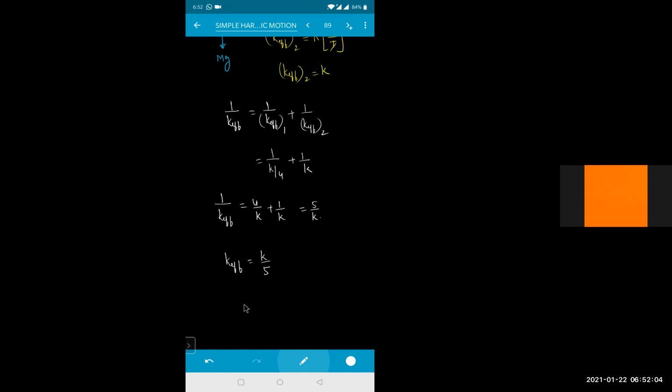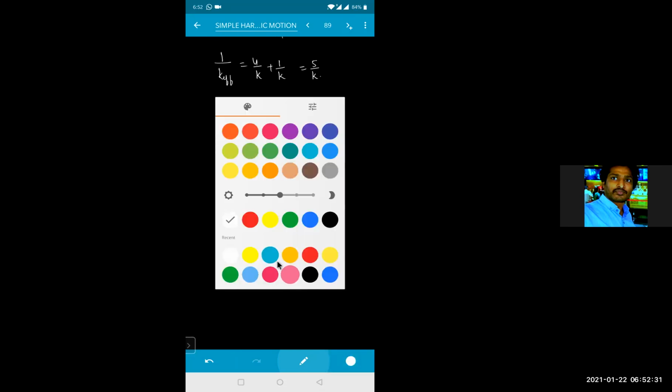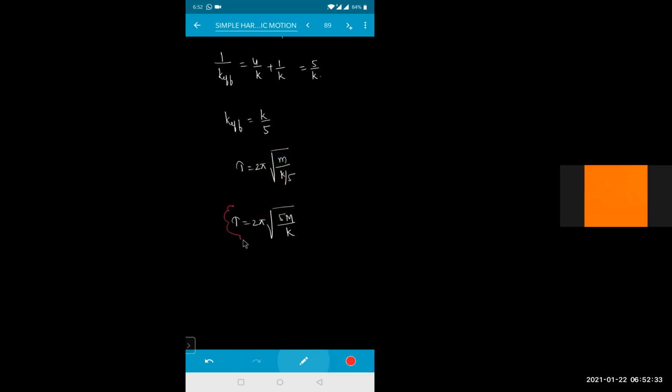Then the time period will be T equals 2 pi under root of M by K effective. K effective means K by 5, so the new time period is T equals 2 pi under root of 5 times capital M divided by K. So this will be your time period. Got it, beta? Yes, sir.